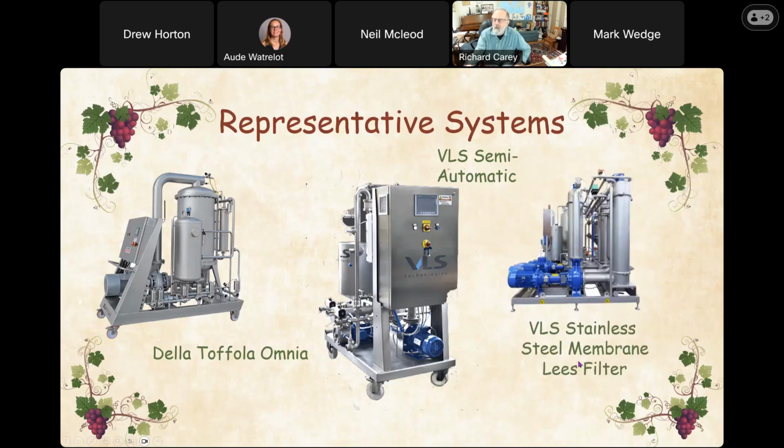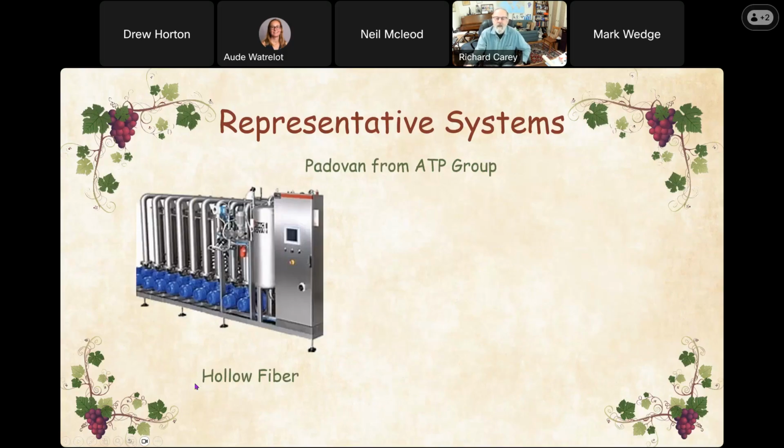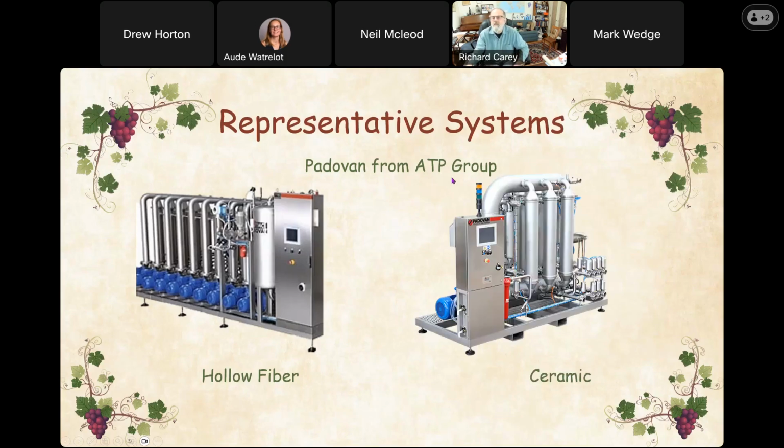and a stainless steel membrane system, and they have a pump for each one of their housings where they're running wine round and round and round on this. And this is one of the larger kinds of systems. Padovan has a hollow fiber, and all of these different types. I'm giving you just examples of what filters look like that other companies have, because they all provide hollow fiber. They all provide ceramic in large degree, and ATP is the one that does Padovan, and this is ATP's Padovan's ceramic kind of membrane system.